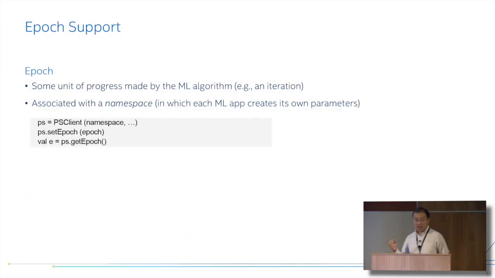The other important concept we need to support is the epoch, which represents some unit of progress made by the machine learning algorithm. In most cases, it's one iteration of training. We have a namespace architecture in the parameter server, where we allow multiple machine learning applications, multiple model trainings, to access the same parameter server, so we create a different namespace for them. Different applications can create parameters in different namespaces, and we associate an epoch with each namespace. So you can set an epoch or get an epoch for that particular namespace.